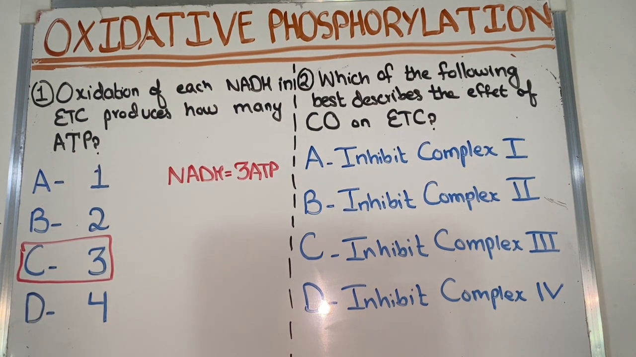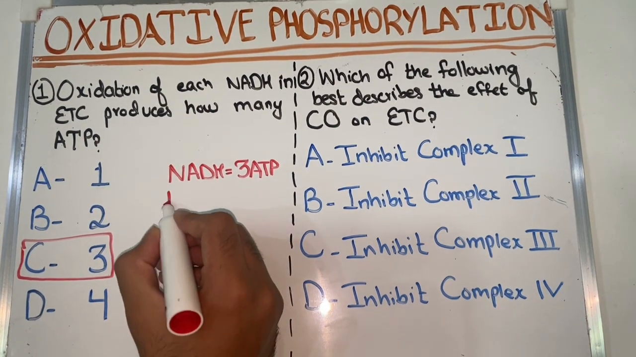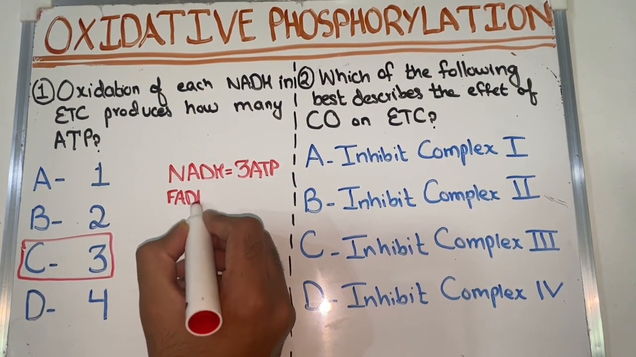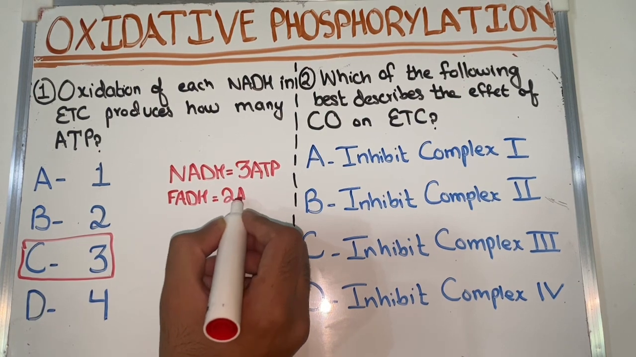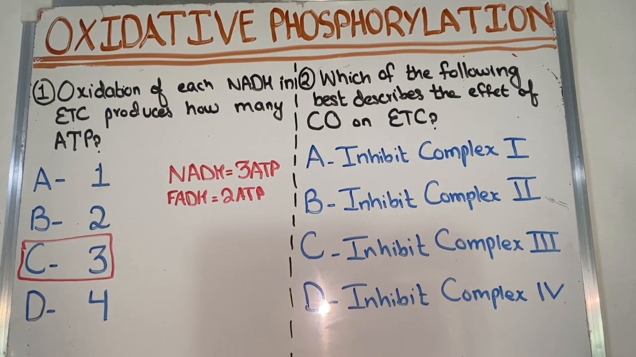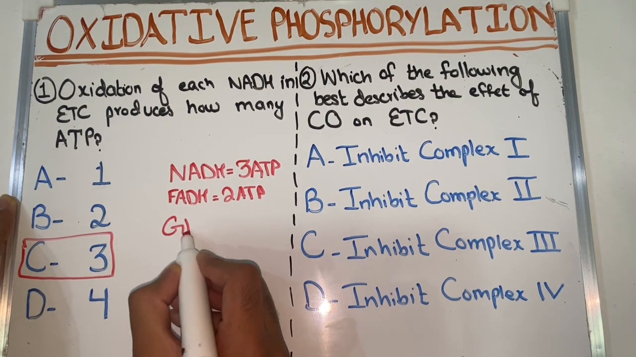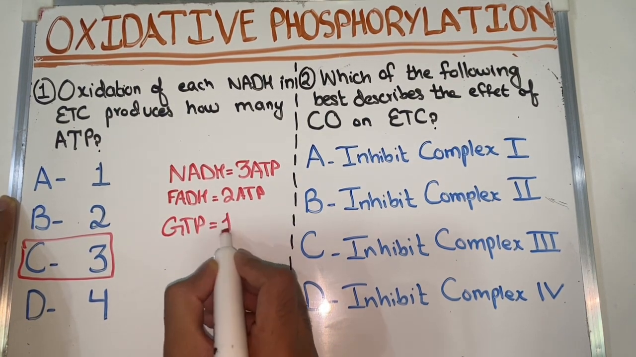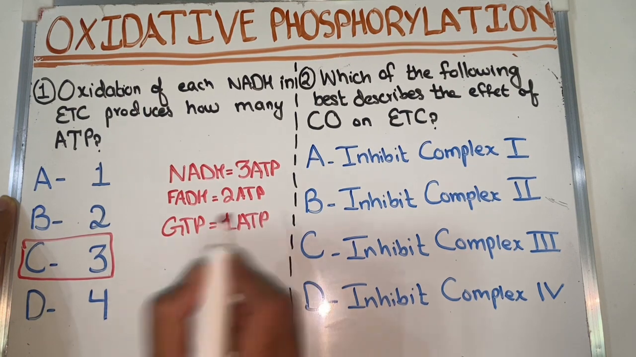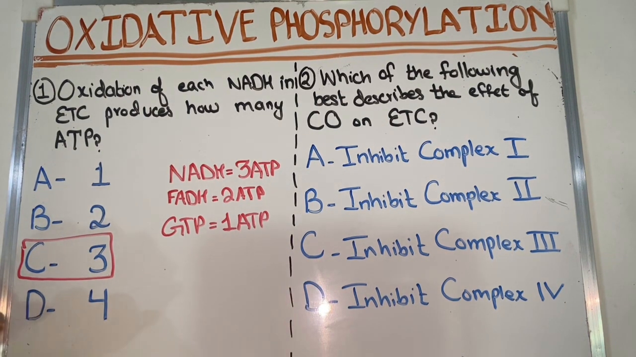We should discuss other molecules which also convert into ATP. One is FADH2 and one is GTP. FADH2 molecule produces 2 ATP molecules, and GTP molecule produces 1 ATP molecule. These three products are also produced in Krebs cycle. So let's go on to the second question.